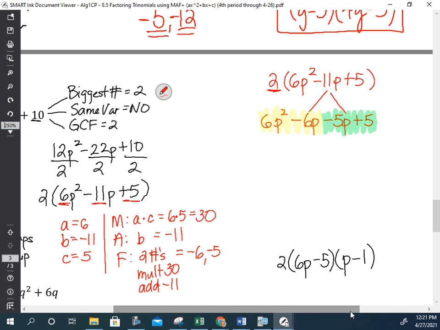Now we factor each group. The first group, 6 and 6, you can divide by 6. P and P, they both have the same letter. Take out the letter P. So 6P, parentheses, 6 divided by 6 is 1, so 1P minus 1. So that's the first group.